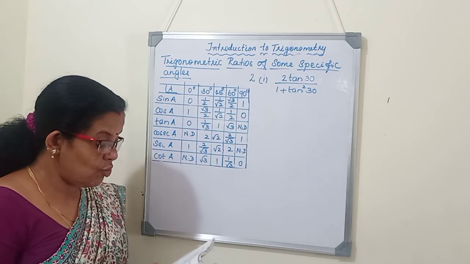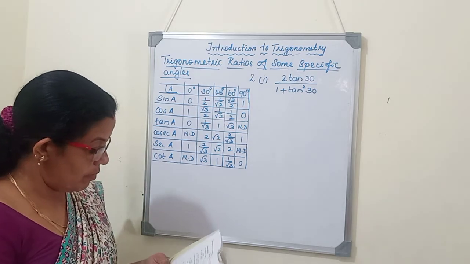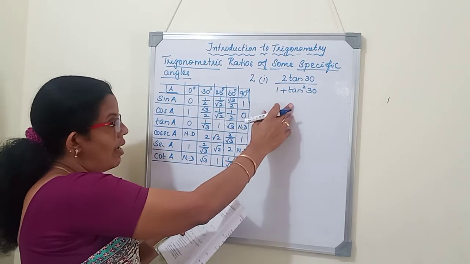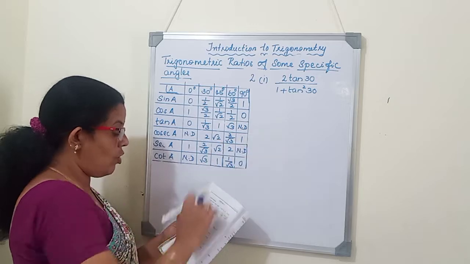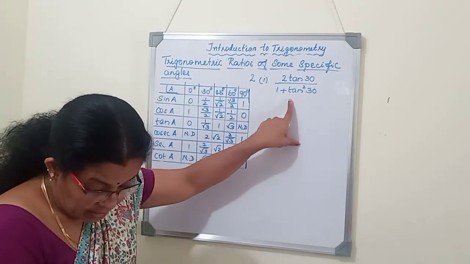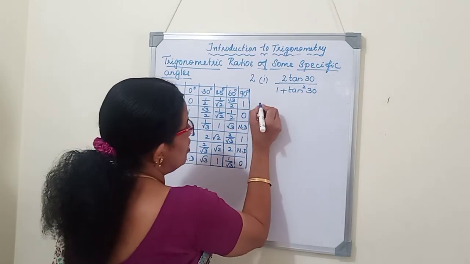Next sum is, choose the correct option and justify your choice. Here, there are 4 sums. Each question, they have given you choice. So first we will find out the answer and select the choice according to this answer. So here the question is 2 tan 30 divided by 1 plus tan square 30. So first we will solve it. What is the value of this?